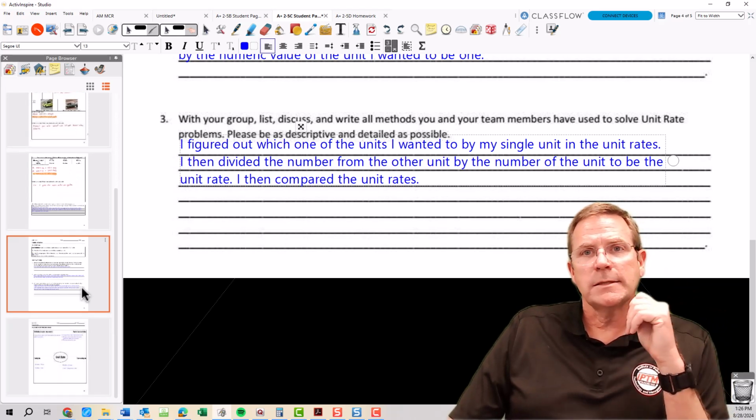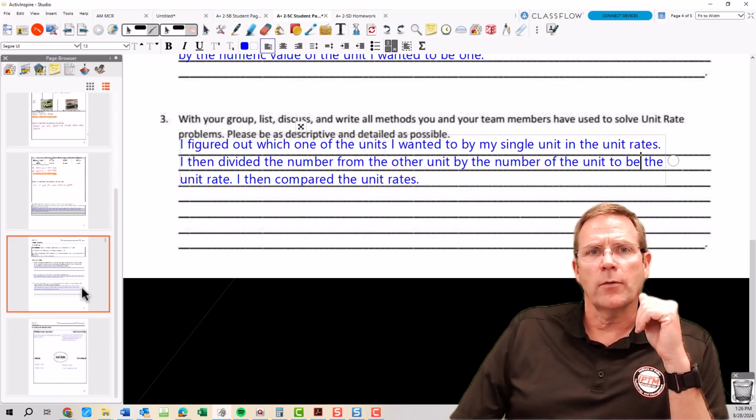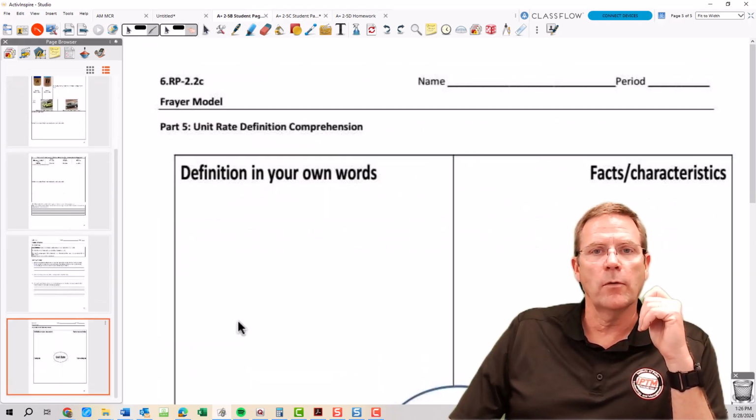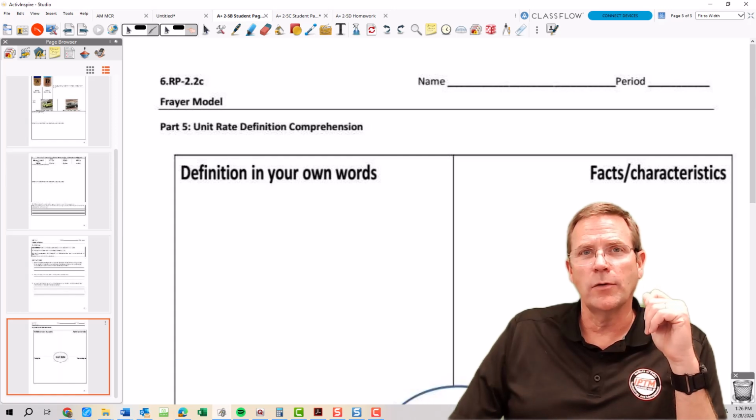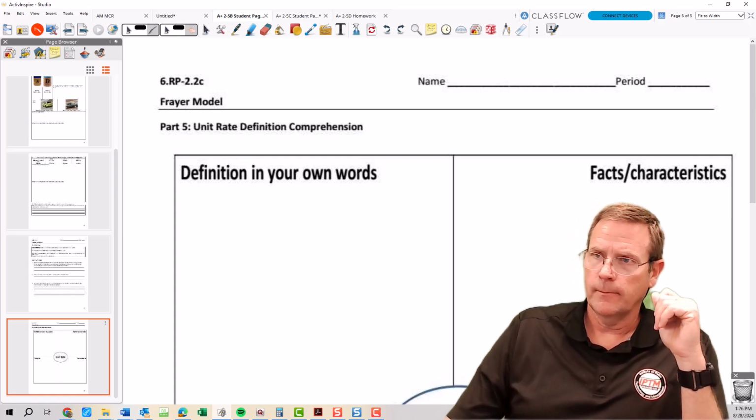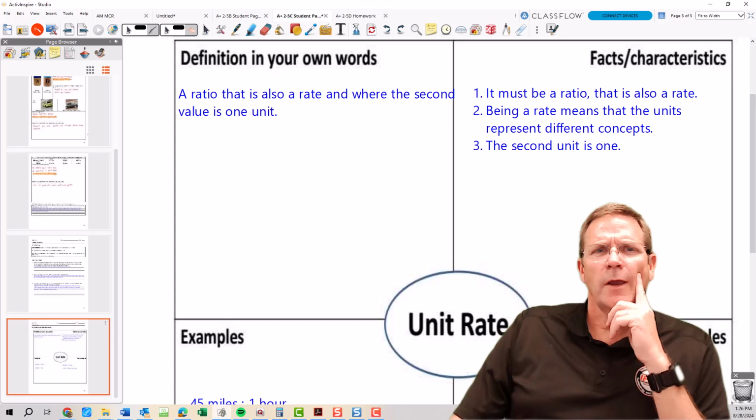Now, the last thing we have to do is create a Frayer model. In the Frayer model, you guys go ahead and pause it. If you remember, the Frayer model looks like this. Pause the video and go over what you have discovered and learned about unit rates. Here are the answers I came up with.